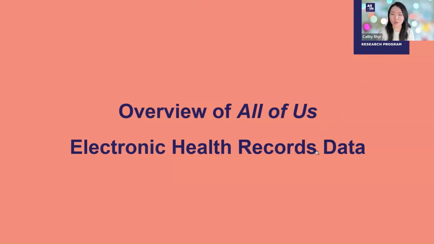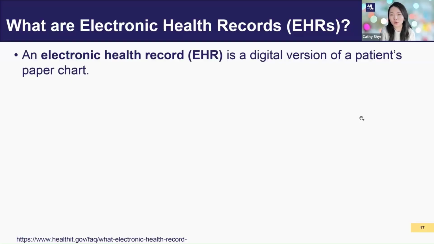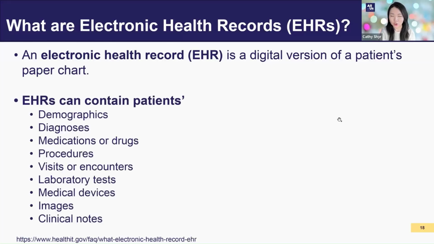All right. So now let me give you an overview of electronic health records in All of Us. An electronic health record, EHR, is a digital version of a patient's paper chart. Generally, EHRs can contain information about a patient's demographics, diagnoses, medications or drugs, procedures, visits, tests, devices, images, or clinical notes. And this data can be broadly divided into two categories.